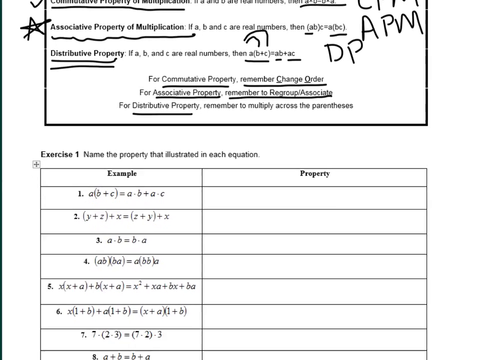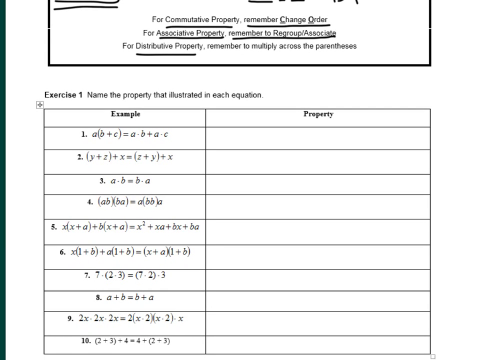So let's take a look at what's happening in these examples and see if we can determine which property is being used. In the first one, you've got a number times a sum, and on the right side, you've got a times b, and you're adding a times c. So you can see that what happened is we multiplied the a through the parentheses and hit both terms. That's the distributive property.